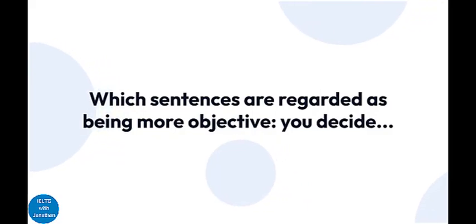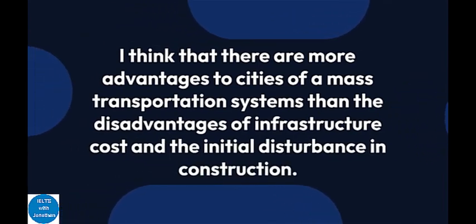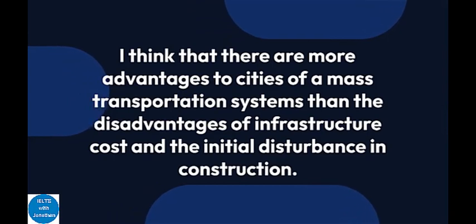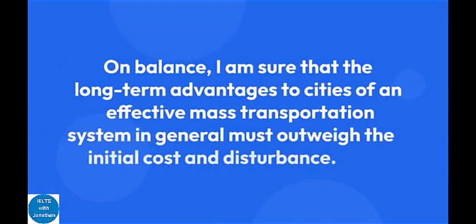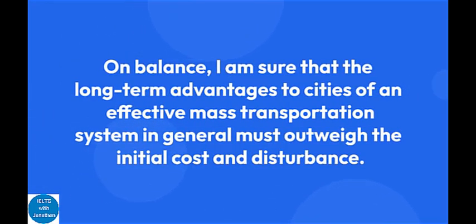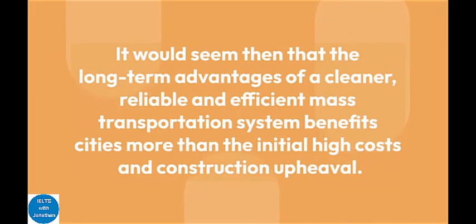Which of these sentences do you regard as being more objective? I think that there are more advantages to cities of a mass transportation system than the disadvantages of infrastructure cost and the initial disturbance in construction. On balance, I'm sure that the long-term advantages to cities of an effective mass transportation system in general must outweigh the initial cost and disturbance. It would seem then that the long-term advantages of a cleaner, reliable and efficient mass transportation system benefit cities more than the initial high costs and construction upheaval.